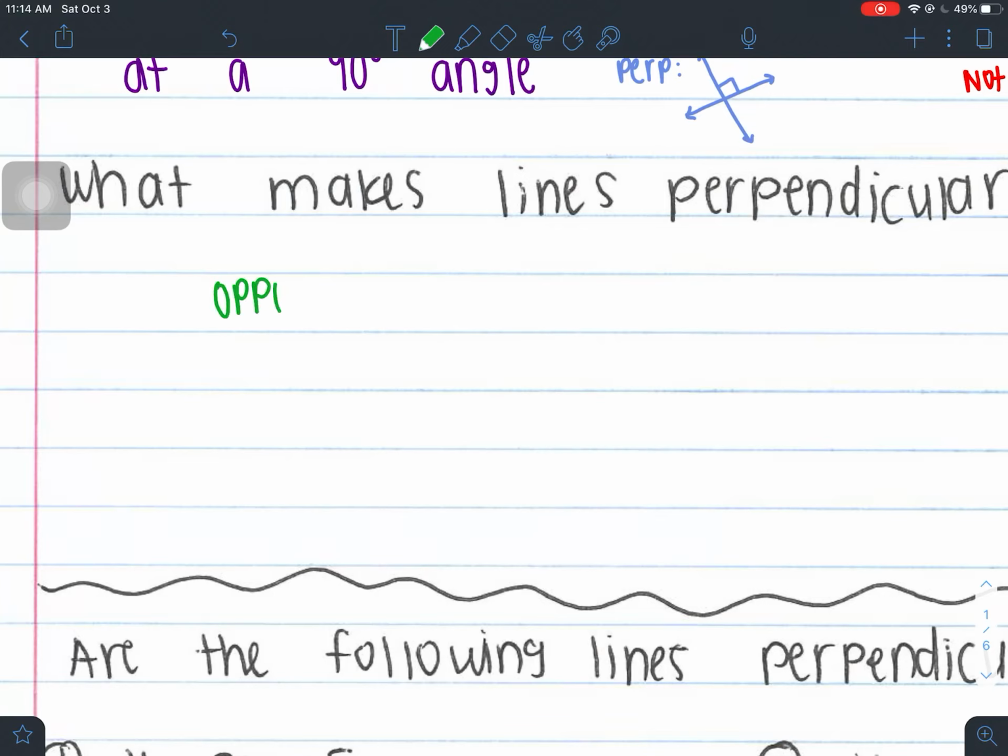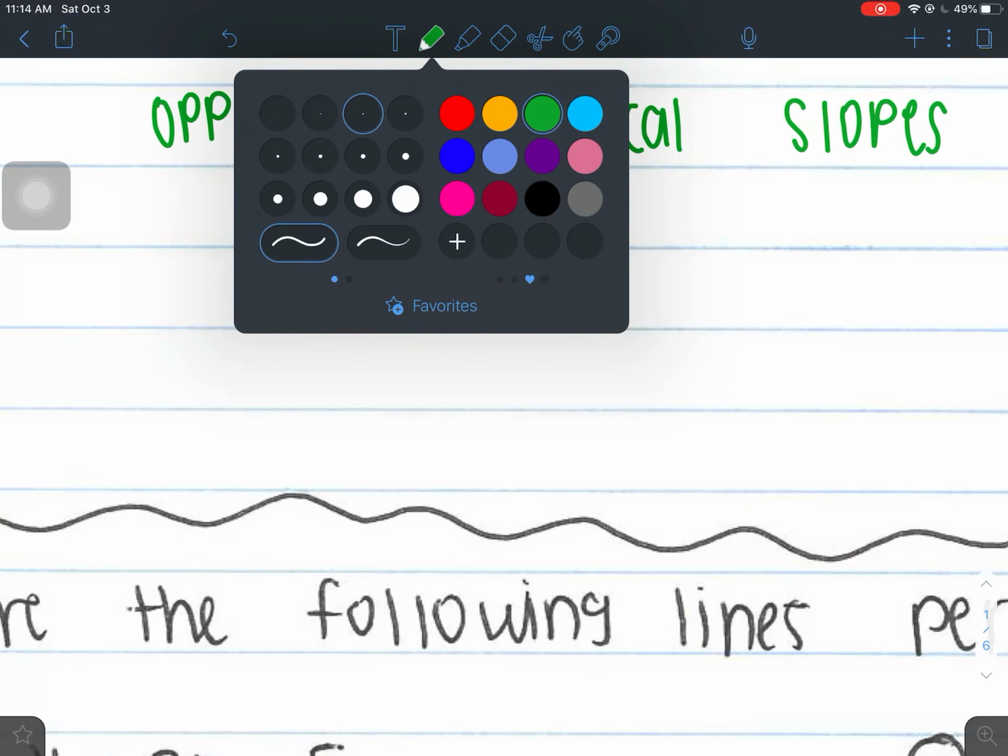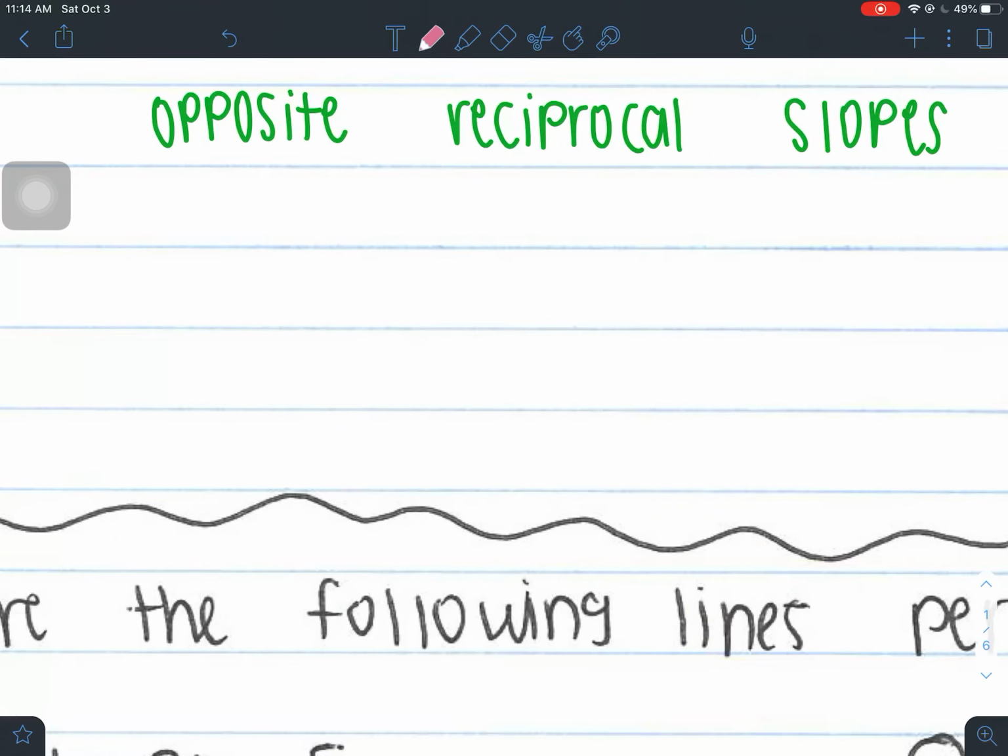They're opposite reciprocal slopes. In math, opposite means opposite sign. So if your first slope is positive, in order to make a perpendicular slope, you would have to change it to a negative. And vice versa, if it was a negative, you would change it to a positive.